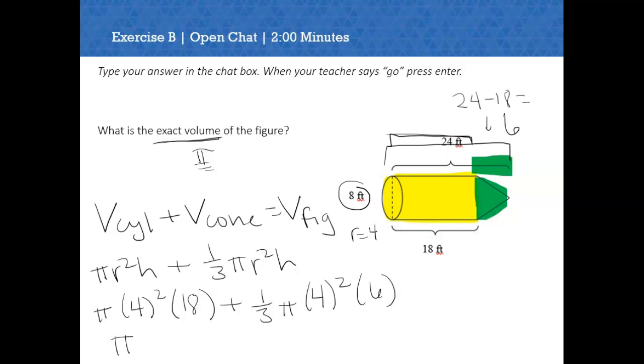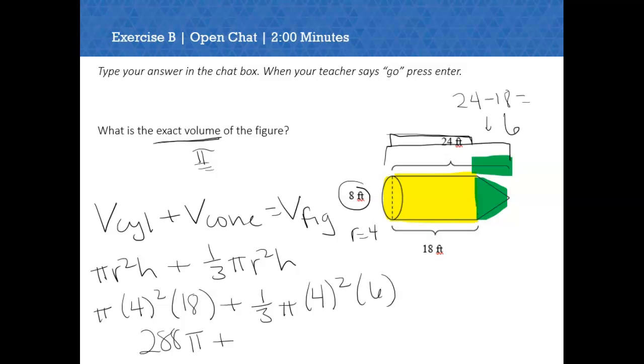So 4 squared is 4 times 4 times h. So this is 288. So really the better way to write this is 288 pi. Remember, we're doing exact volume, so we keep the pi, plus, now I can do 1/3 times 4 squared times 6.